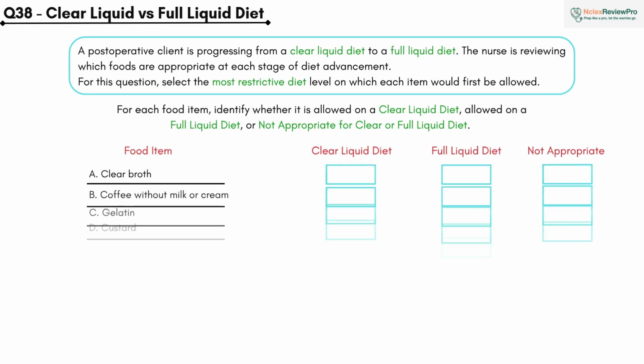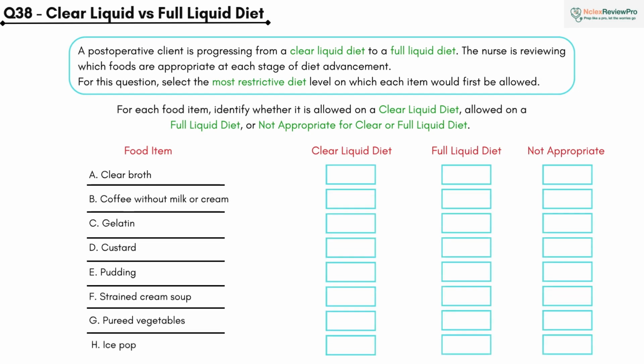The food items are Option A, clear broth. Option B, coffee without milk or cream. Option C, gelatin. Option D, custard. Option E, pudding. Option F, strained cream soup. Option G, pureed vegetables. Option H, ice pop. Take a moment and think about your answer.